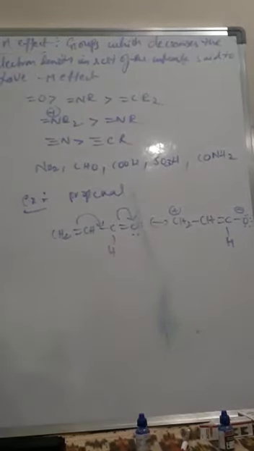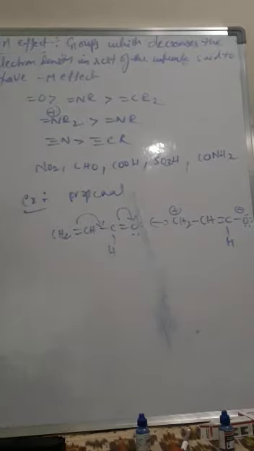So next, negative mesomeric effect. Groups which decrease the electron density in the rest of the molecule are said to have a negative mesomeric effect. Here, transfer of electrons takes place towards the atom or group which is in conjugation with the whole chain. So that's why electron density in the rest of the molecule decreases.